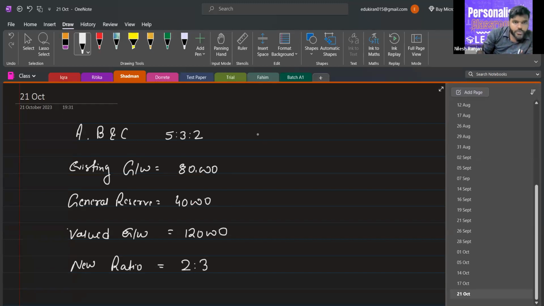Which second? B retires here. Chalo. Now you have to pass journal entry for all these and make the required calculation.